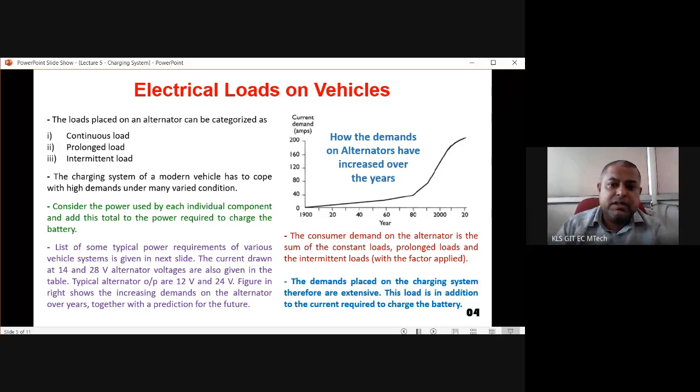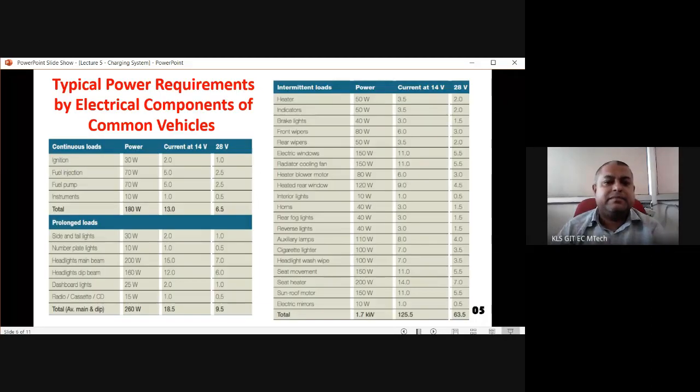Okay, likewise. So this is a very important slide. Again, it shows what are the different types of loads, what is the demand on the alternator over the years, how it has increased, and we can see that there are mainly two types of demands on the alternator. One is other loads and another is the charging of the battery. Now here you can see the typical power requirements by electrical components of a common vehicle.